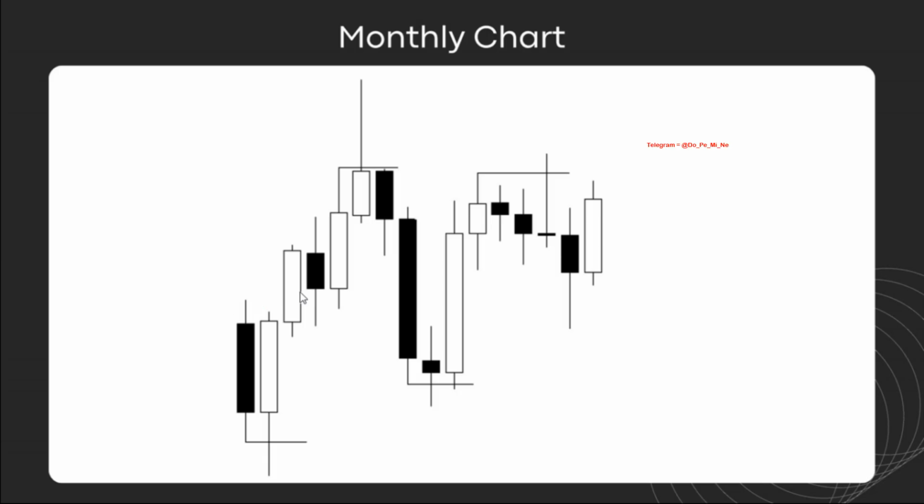Now you can see that this monthly candle closed above inside this candle right here. We know that when price closes above a candle's range, that particular candle is then used by price as a key level to be tested and for price to react off of. That's the basic idea of a key level.